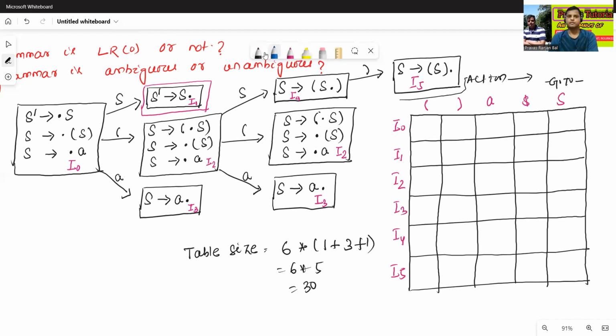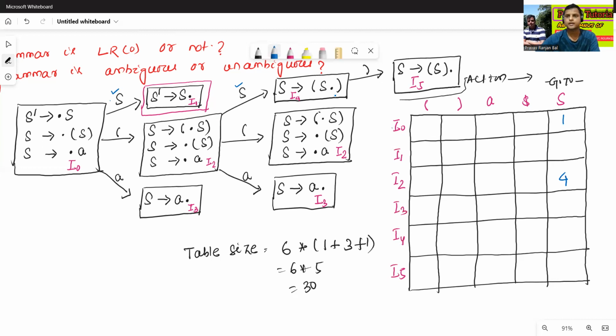Now we'll fill the table. First we'll fill the go to action. So this is go to action, and this one is go to action. See, 0 read S goes to 1. See here, 2 read S goes to 4, 2 read S goes to 5. I think there is no S here. Okay, so clear about the go to action?